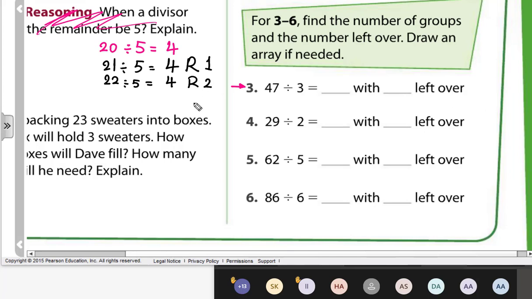So the remainder is 2. Who's using the mic? If you have something to say, please say it and do not use your mic.